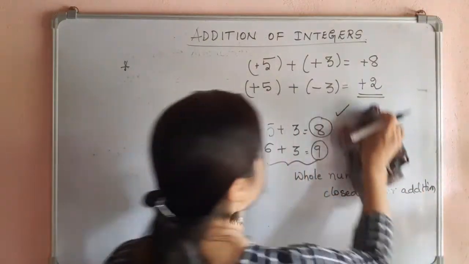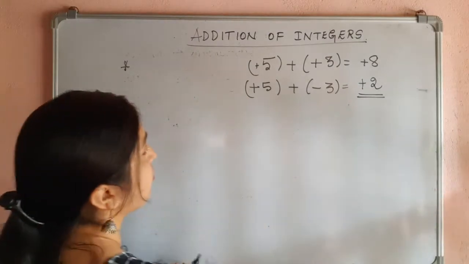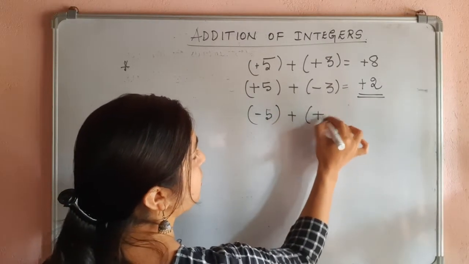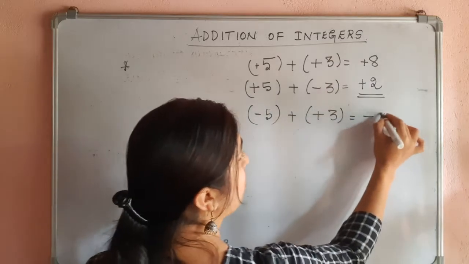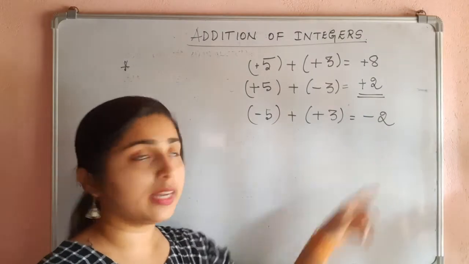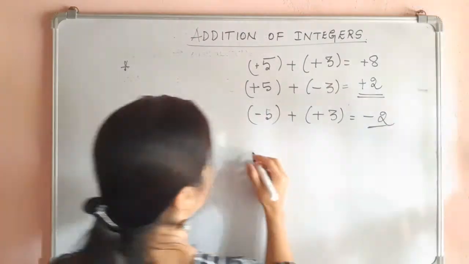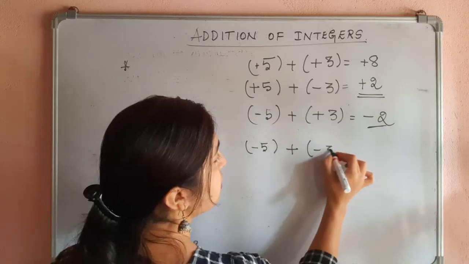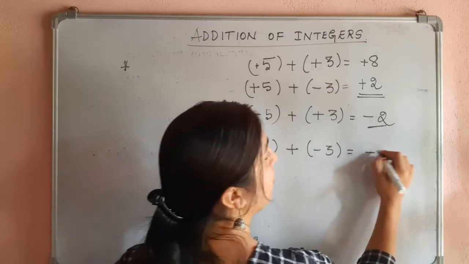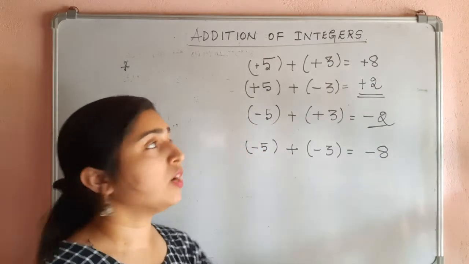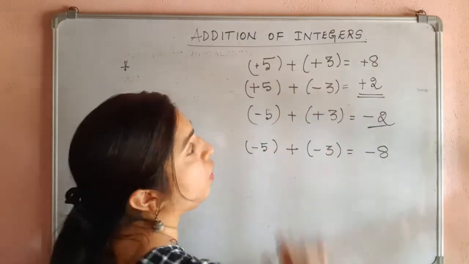Next, let us consider minus 5 plus 3. This gives you minus 2. And you know that minus 2 is also an integer. Next, minus 5 plus minus 3 gives you minus 8. This is also an integer. But how am I performing all these things?